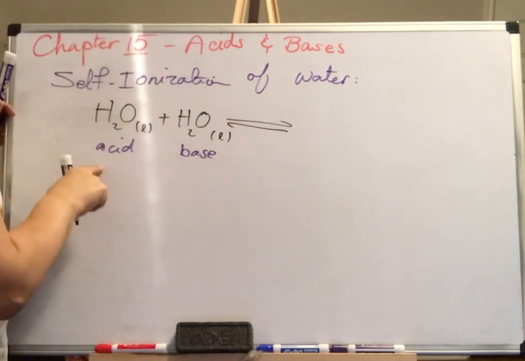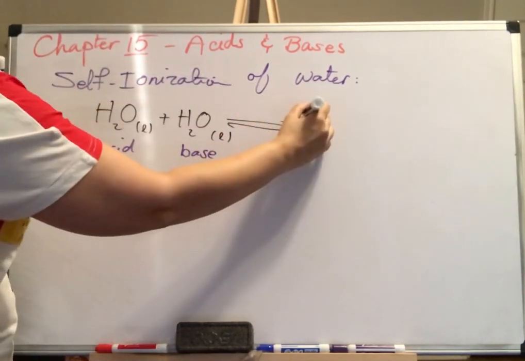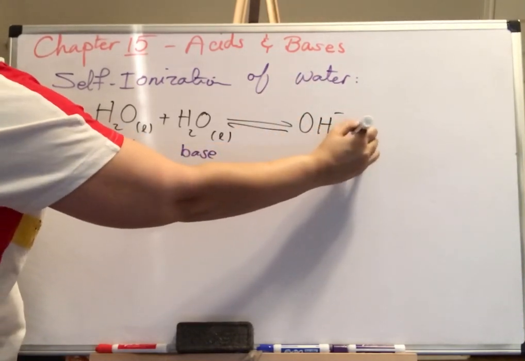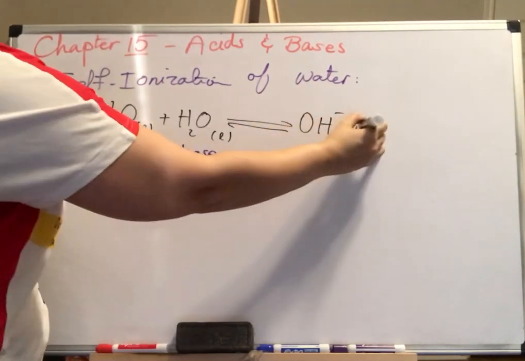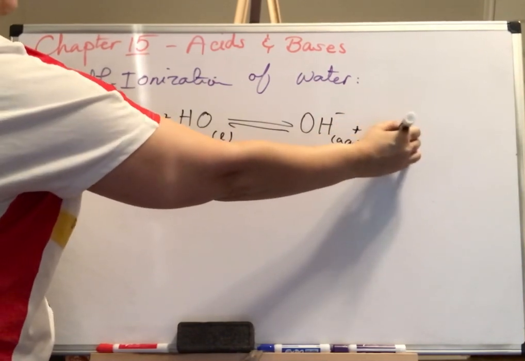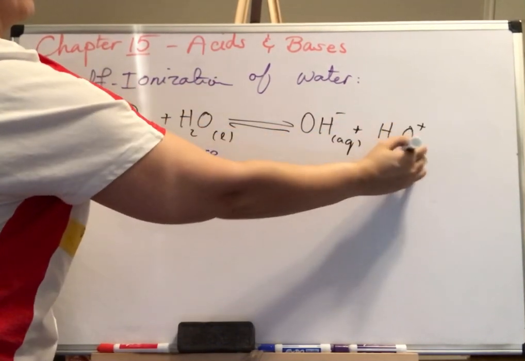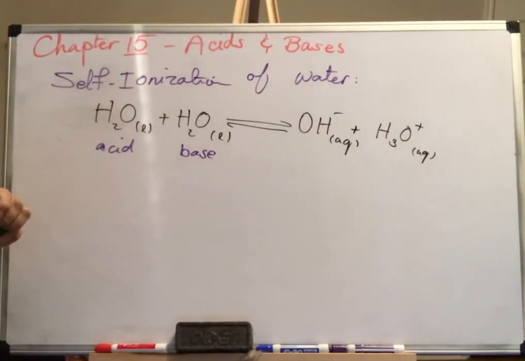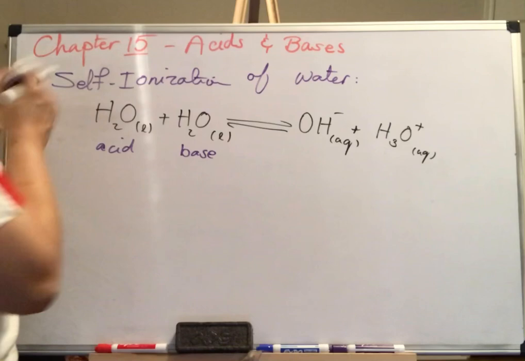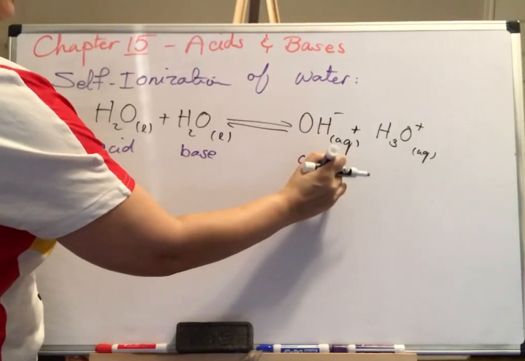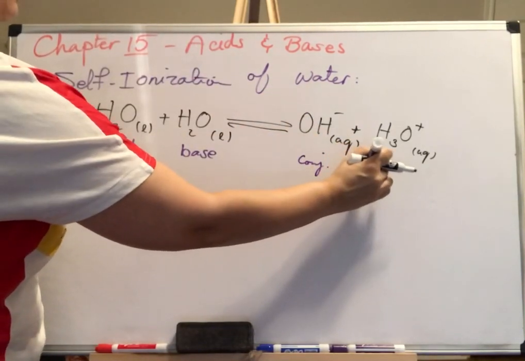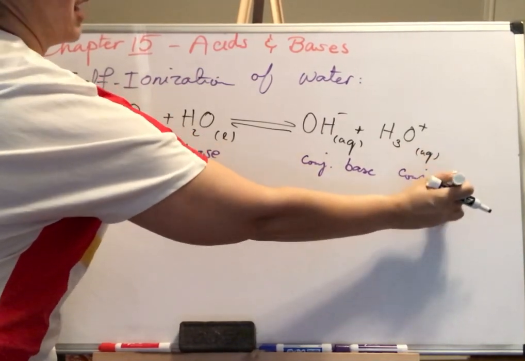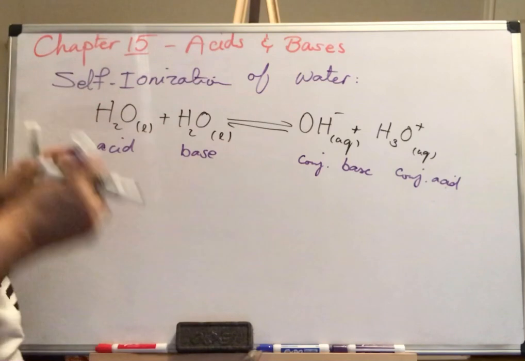So if this is acid, it will lose one hydrogen ion, it will change to OH, and the other one will accept the hydrogen, so it will change to H3O. Correct? So we have a conjugate acid-base pair. This is the conjugate base, and this is the conjugate acid, right? We have an acid and a base on each side.